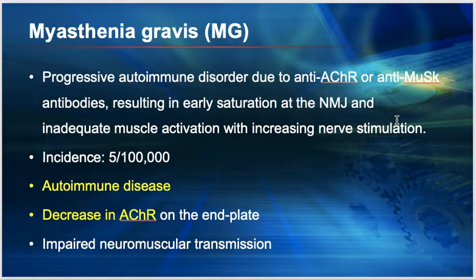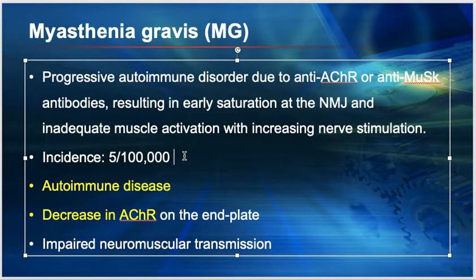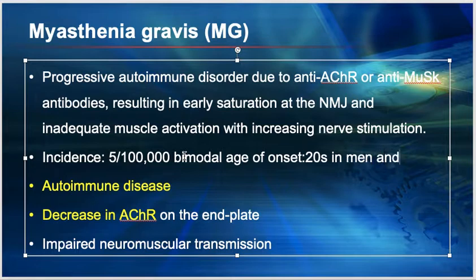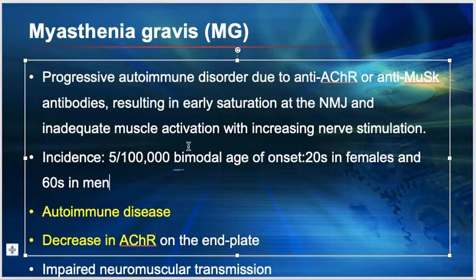Many of the patients have a bimodal age of onset: first in the 20s, mostly in females, and later in the 60s, mostly in men. So the incidence has a bimodal age of onset: 20s in females, and 60s in men. This is how it presents.